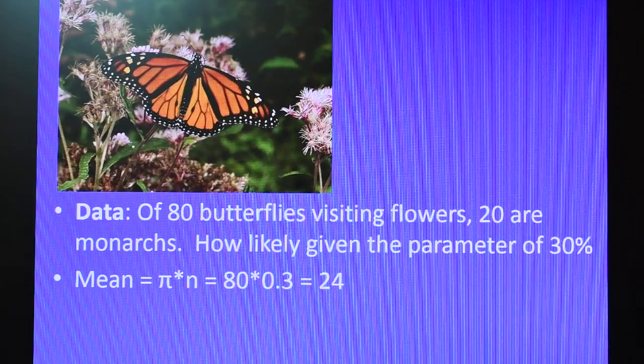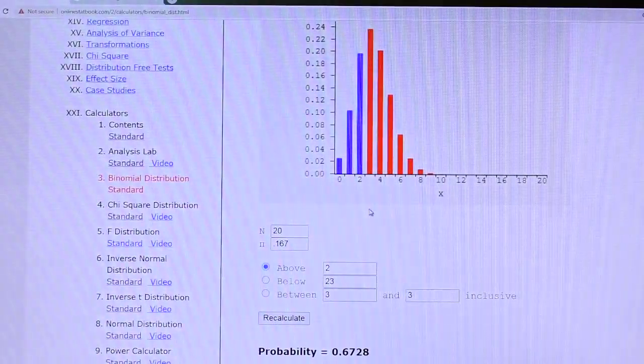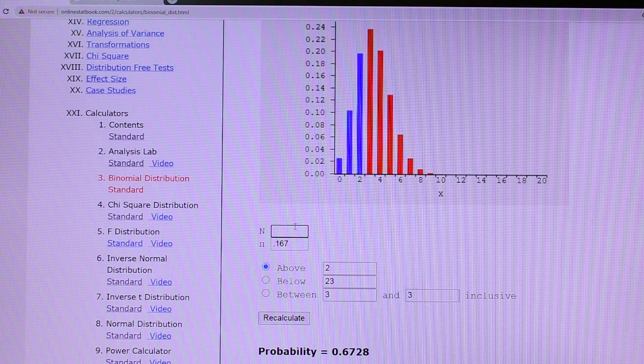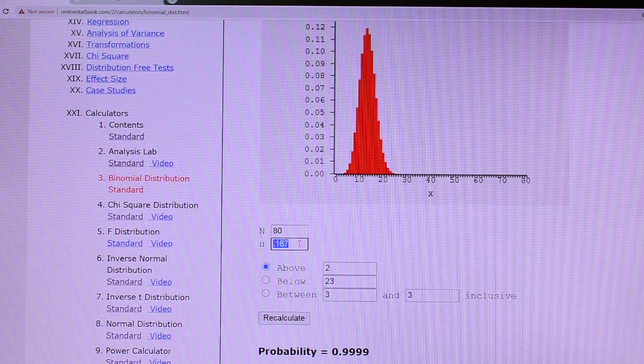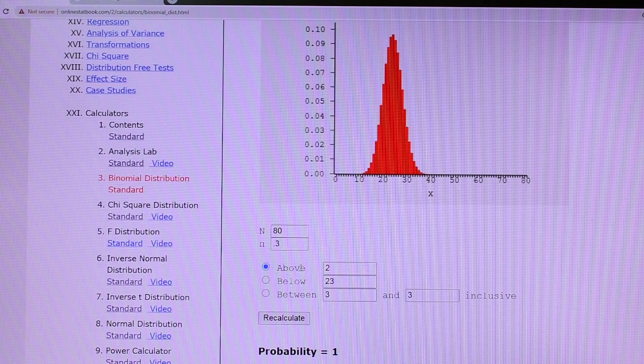Well, let's see how likely this is then. We can do the same thing we did before. We put in our number of trials, 80, and then we have our fixed rate of success, the parameter, 0.3. Now, what if we wanted to know exactly how likely exactly 20 is? These are the types of questions Lane is going to be asking you when you're practicing this stuff. The probability of getting exactly 20 butterflies in a count of 80 is pretty low. But that doesn't really get at our question. That's kind of a single event.